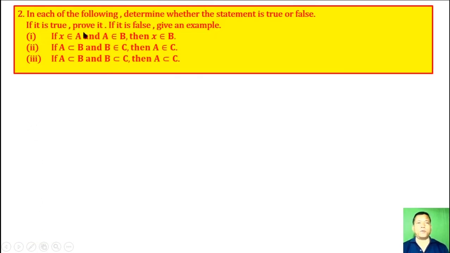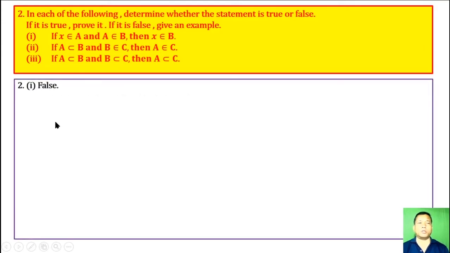Question 2. In each of the following, determine whether the statement is true or false. If it is true, prove it. If it is false, give an example. Roman number 1. If X belongs to A and A is an element of B, then X belongs to B. The statement is false. Let A consist of 1, 2, and B consist of 1 and the set {1, 2}, and the set consisting of 3.